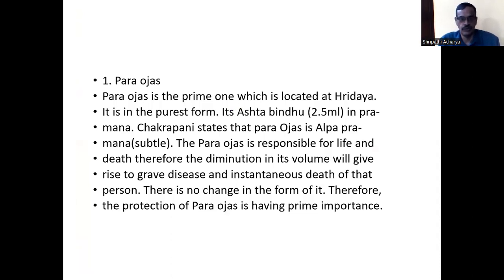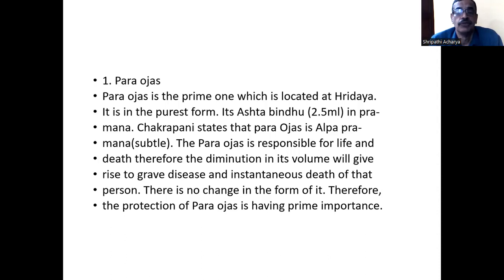Paravojas is the prime one, which is located at Hridaya. It is the purest form. It is Astabindu, that is 2.5 ml in Pramana. Chakrapani states that Paravojas is Alpa Pramana. Paravojas is responsible for life and death.